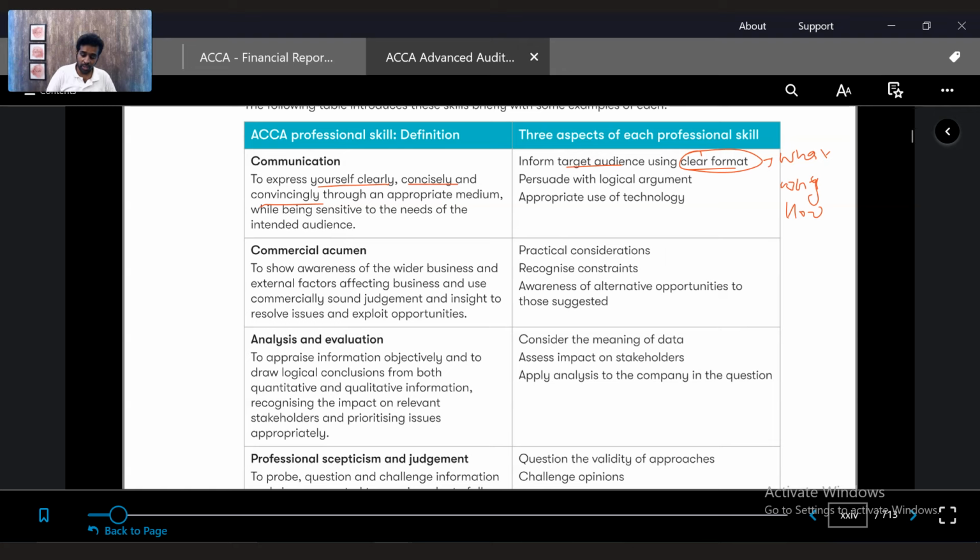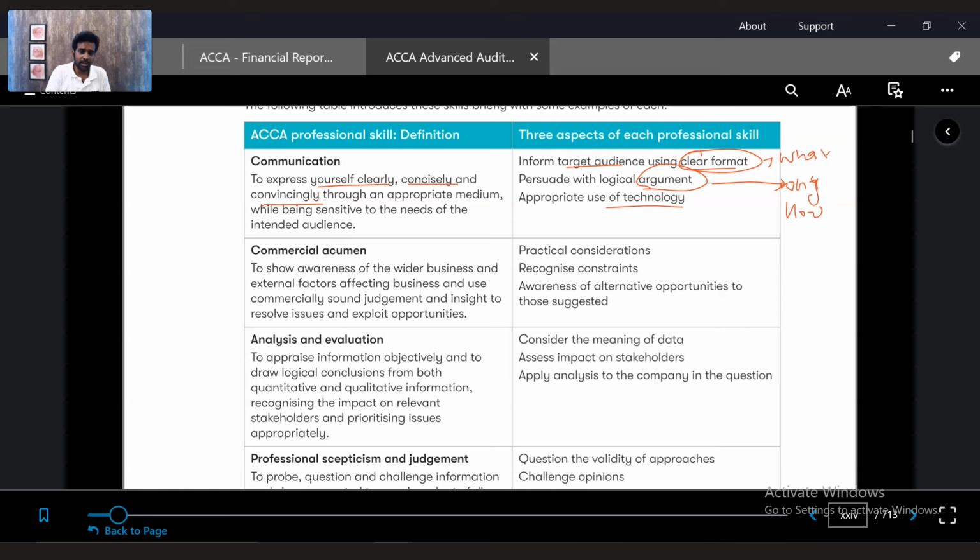You have to give a logical argument. The second part is giving a logical argument. The question why will cover this logical argument. Let's say you're writing what is the risk. You have to also write why you have considered that risk and how it relates to the scenario. That explains a logical argument. An appropriate use of the technology, your computer-based exams will fulfill that. So communication is very important and very precise.